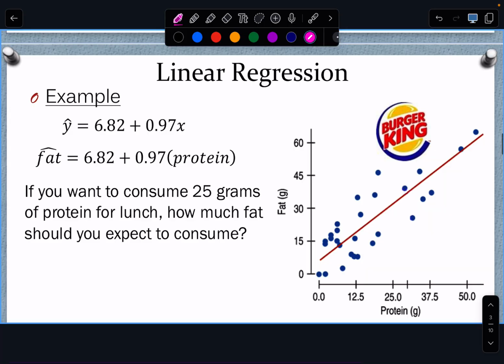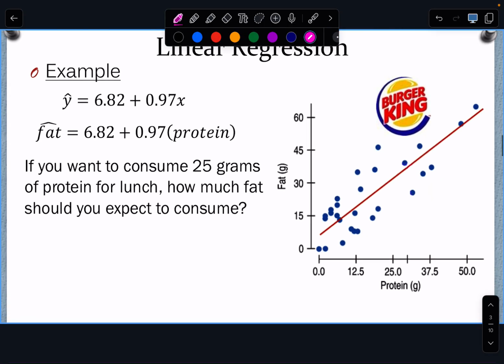So an example here: they went through and collected items from Burger King's menu. They measured the amount of protein in the item as well as the amount of fat in the item. My explanatory variable they chose as protein in grams. The response variable they chose as fat in grams. They plotted the 30 or so menu items that they collected. That's what the scatter plot on the right side is showing us.